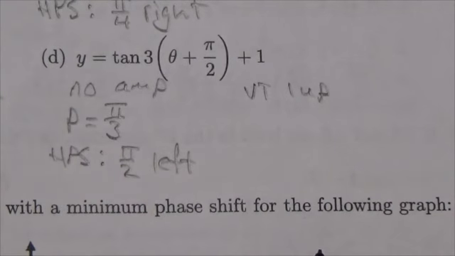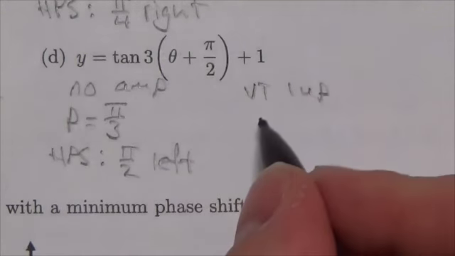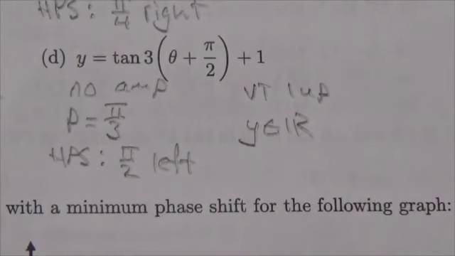Now, the last thing that we want to identify here is what the range is. But for a tangent, it doesn't really matter how you translate this. The range will simply be that y is an element of the reals. Moving it up and down, stretching, it's not going to change that. It's got an infinite range.